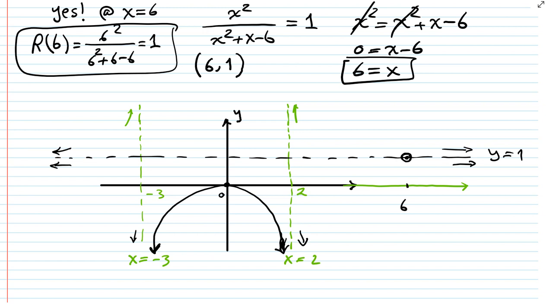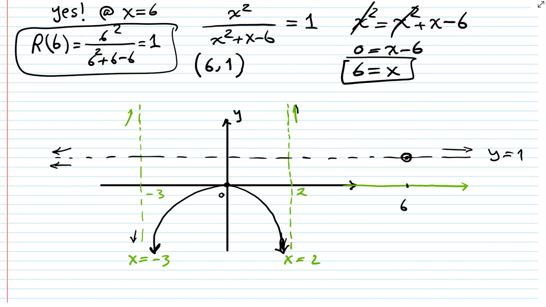Now the other question is this: is it possible for the graph to do this? It has to cross or touch this point, right? Can it do this? Well, the answer is no. It cannot come from below because it will create an x-intercept. So this is ruled out.